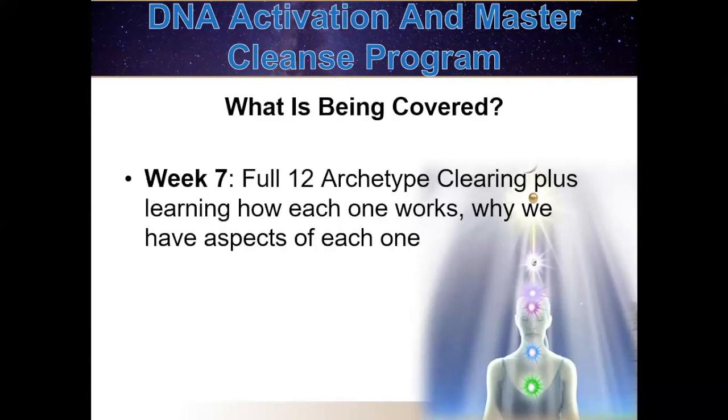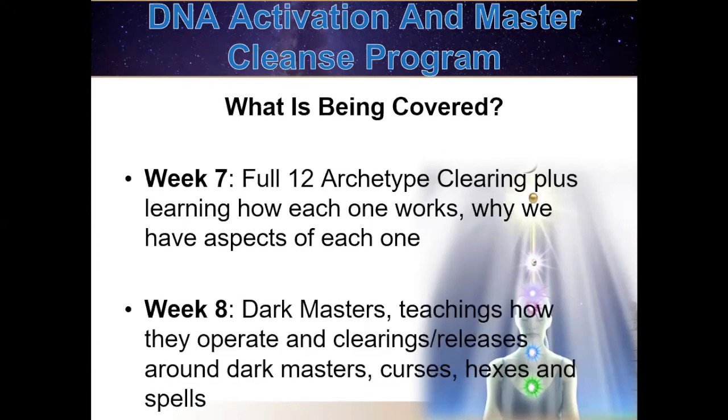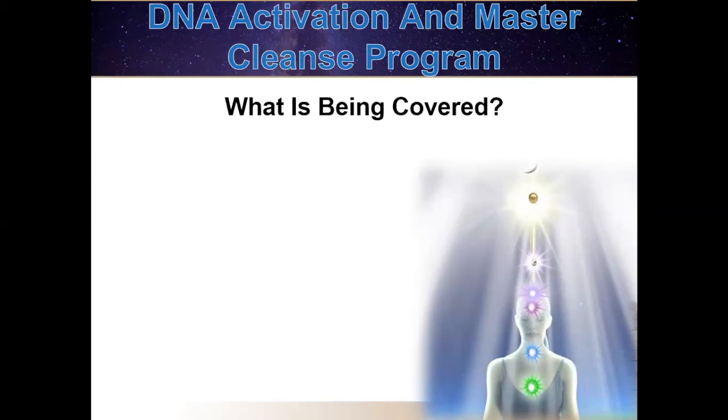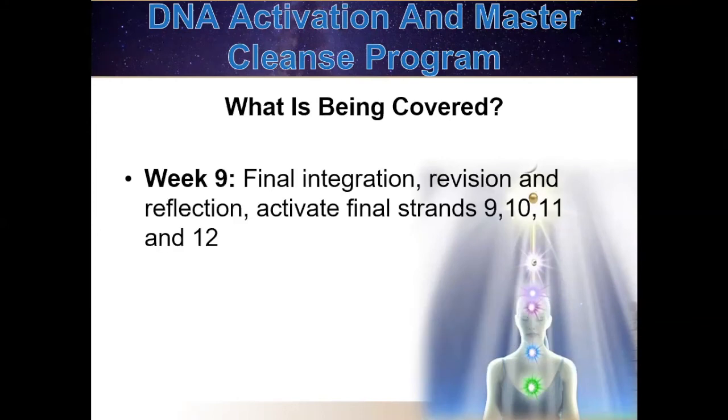And week 7 will be a full 12 archetype clearing plus learning how each one works, why we have aspects of each one. Eighth week will be dark masters teachings, how they operate, and clearing lessons around dark masters, curses, hexes, and spells. And then there'll be a ninth week. So this isn't a class, but this is the final integration one. It'll be a final integration, revision, and reflection, and then activate the final strands of 9, 10, 11, and 12. So that's what will be covered in the course.